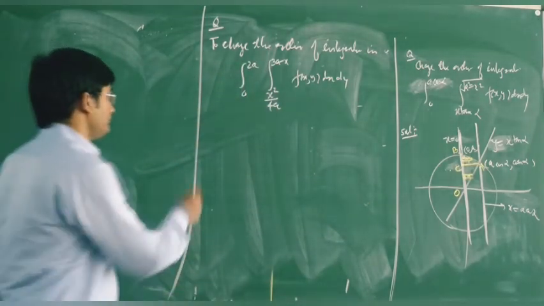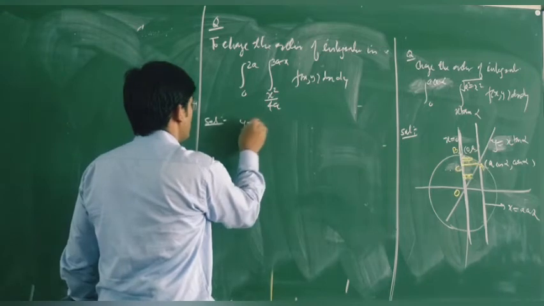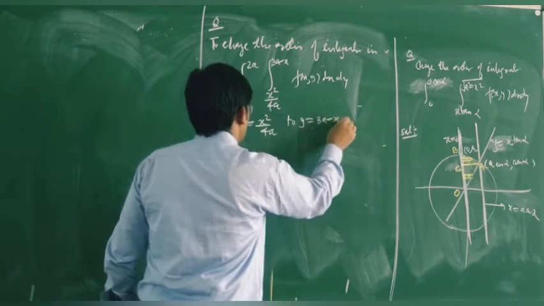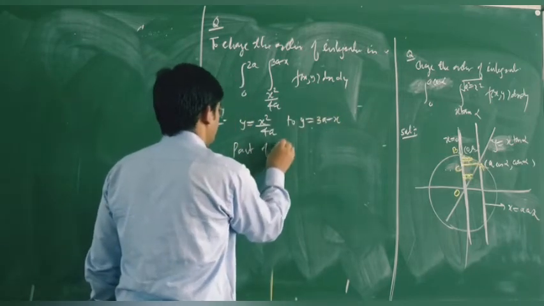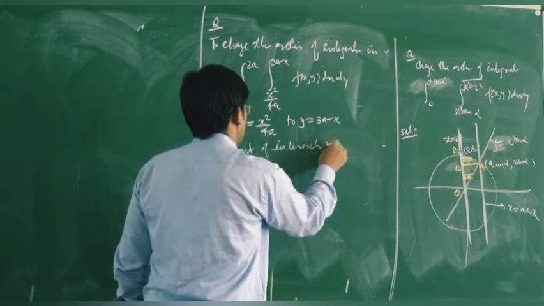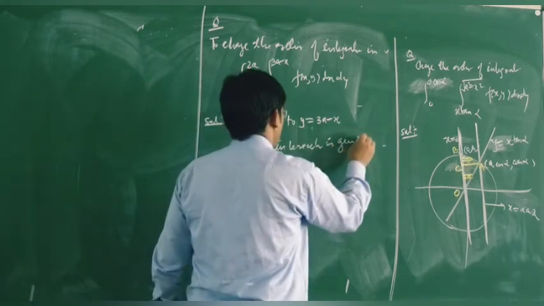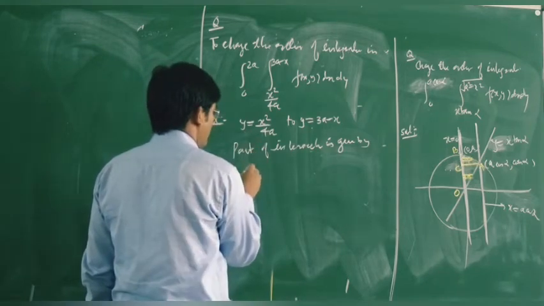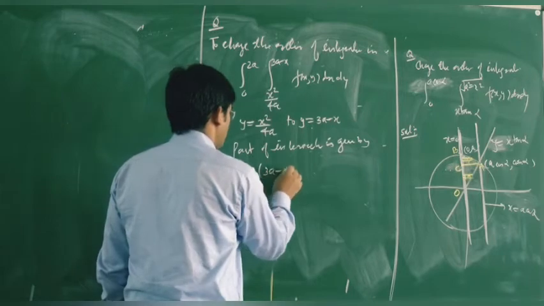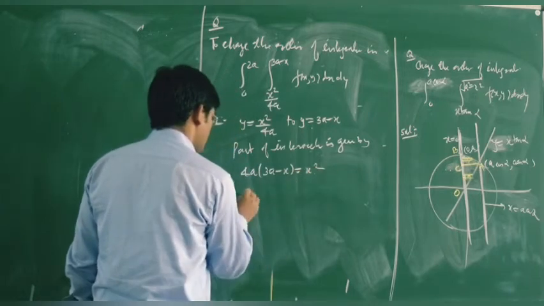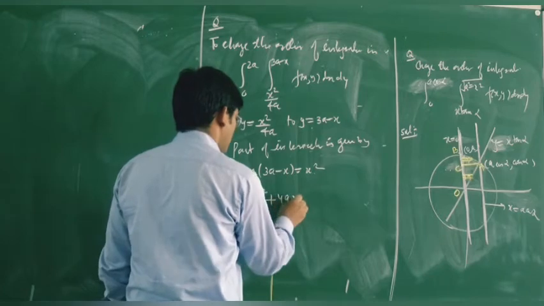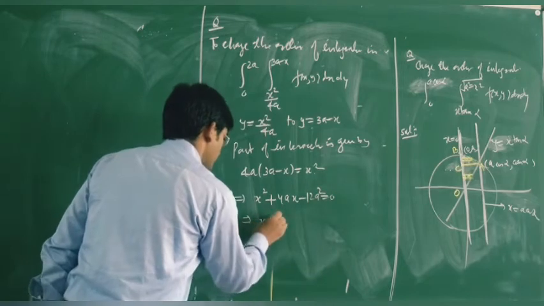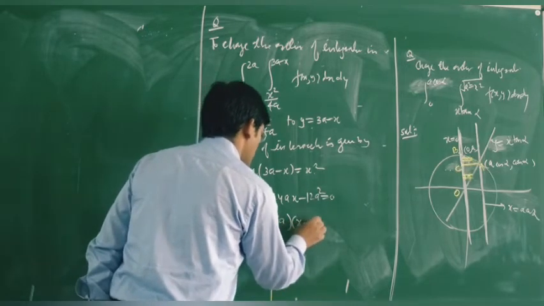Here your y is from this parabola to this straight line. So your point of intersection is given by, just put the value of y here. So we have 4a into y, that means 3a minus x, equal to x square. So we have x square plus 4ax minus 12a square equal to 0. So we have x plus 6a and x minus 2a as factors.